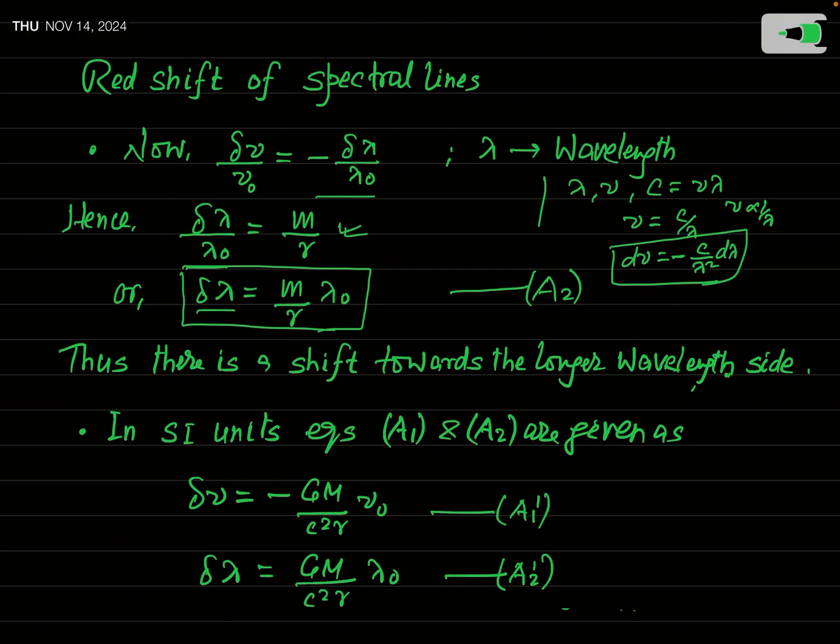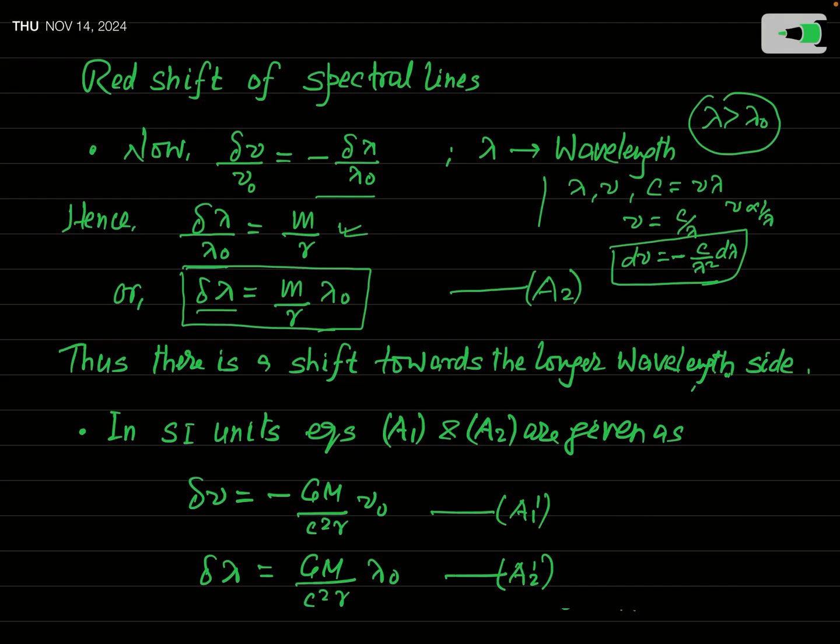This is the shift in wavelength, which is positive. If shift in wavelength is positive, it means lambda, the observed wavelength, is greater than the actual wavelength, lambda naught. So there will be an increase in wavelength. It is obvious that a decrease in frequency corresponds to an increase in wavelength. So there will be a shift of a spectral line towards the longer wavelength side, and longer wavelength side means the red end side. Therefore it is called the red shift.